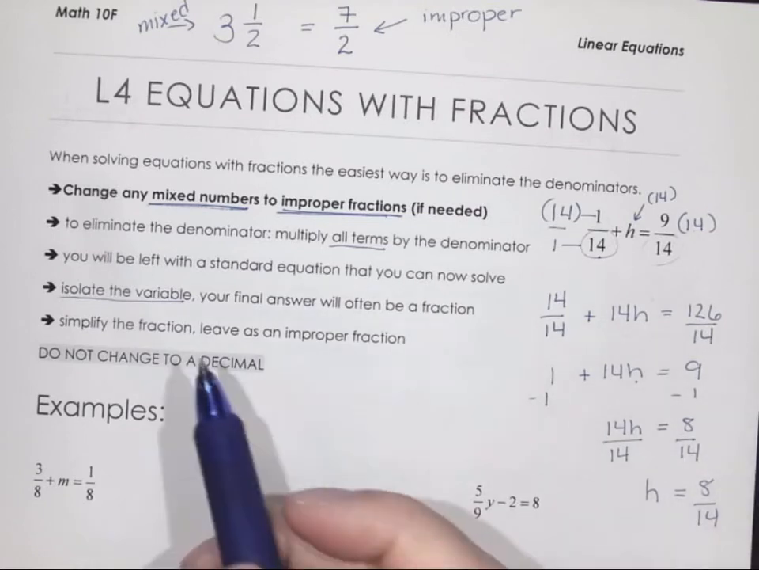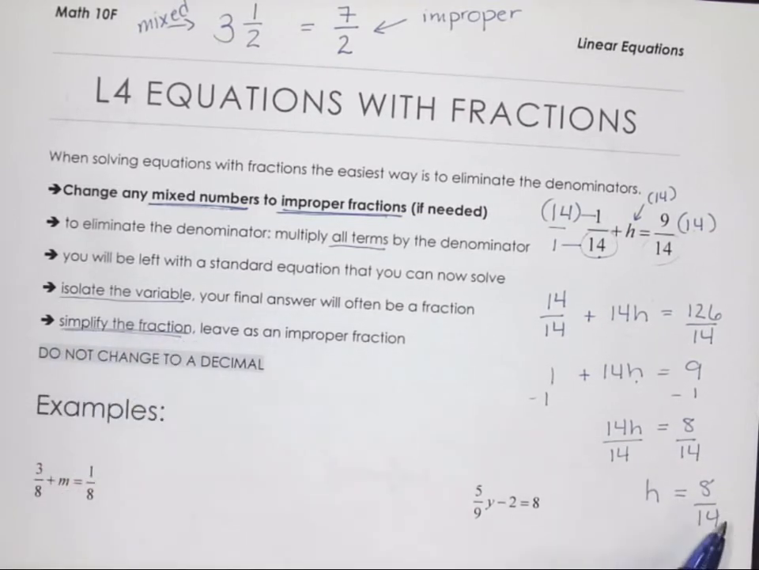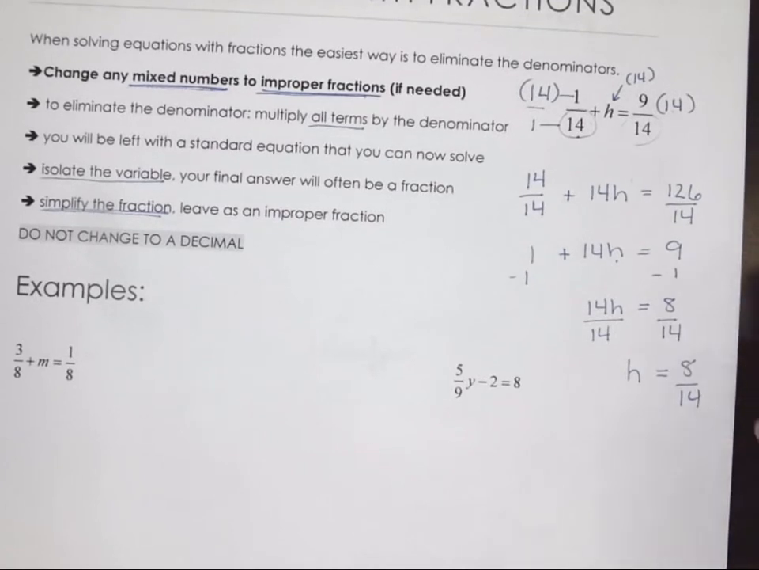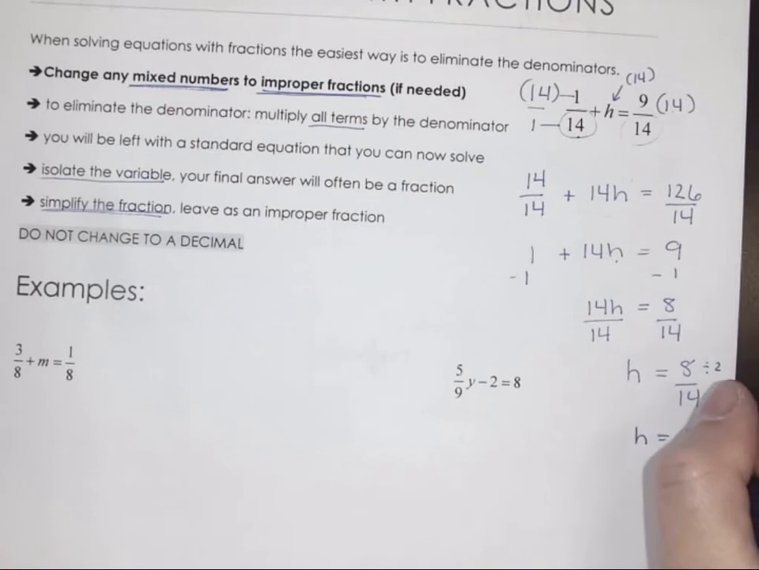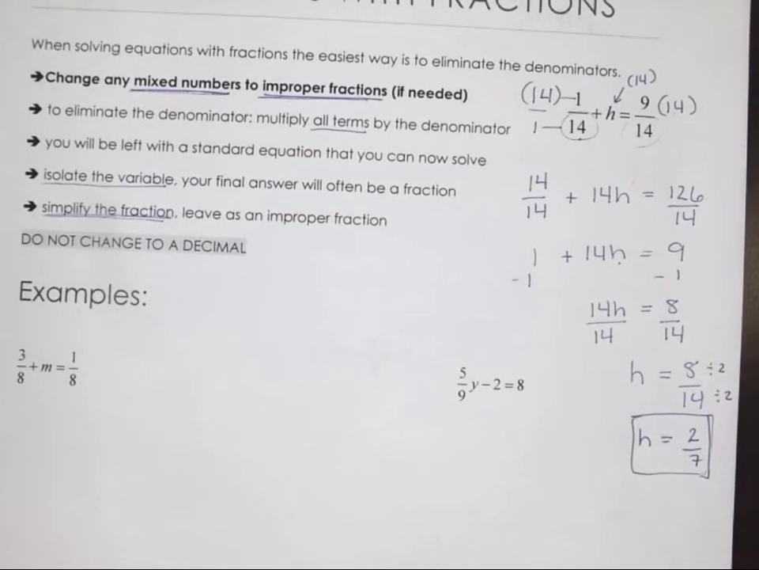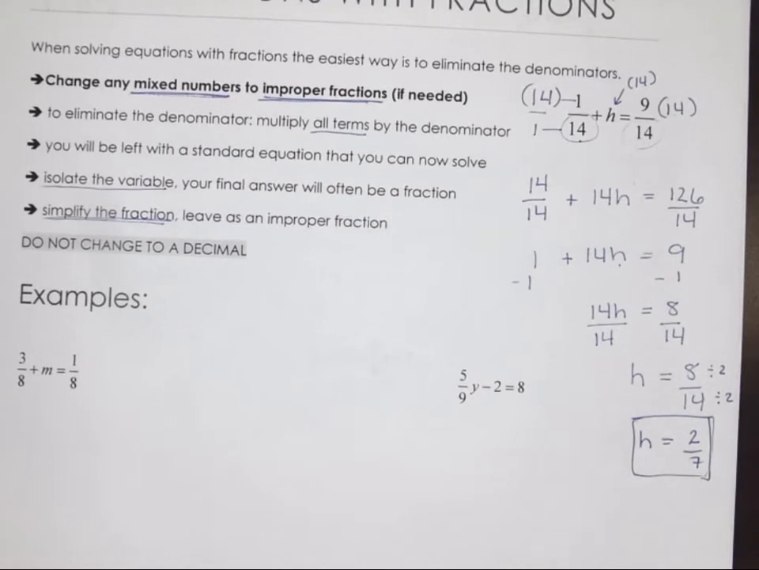But here's the deal. You always want to simplify the fraction. Now 8 over 14 is obviously not going to be a whole number, so we're going to simplify this fraction. I'm going to divide the numerator and the denominator by 2, and h is equal to 2/7. That's the answer I'm looking for. 8/14 isn't fully simplified. So if you give me this as an answer, you're going to lose a half mark deduction. But it's better than losing all your marks. So just remember to simplify when you have a chance.